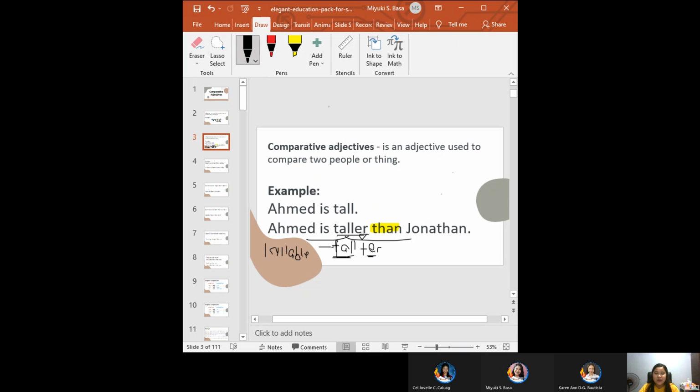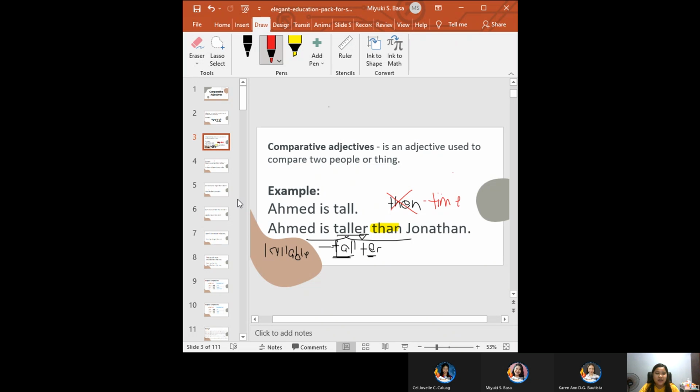And take note that the common mistake in comparative adjective is the use of the word than and the word then. Because some people are confused in these two words because they sound similar. But it is not correct to use the word then, because we use the word then to indicate time, while we use the word than in comparison. Do you understand, guys? Yes, ma'am.